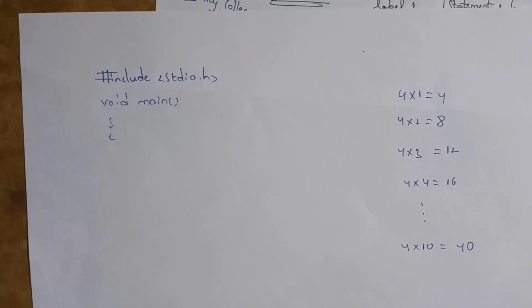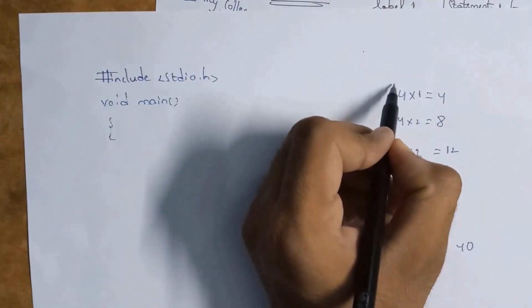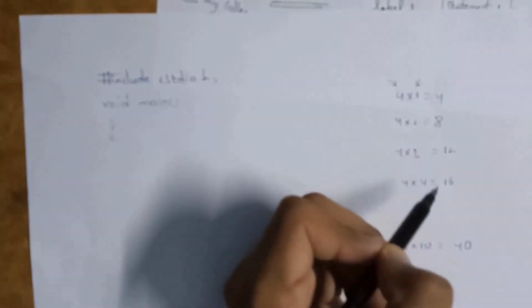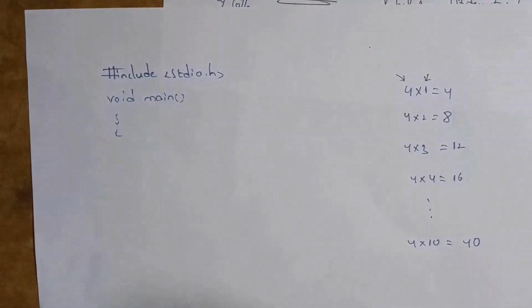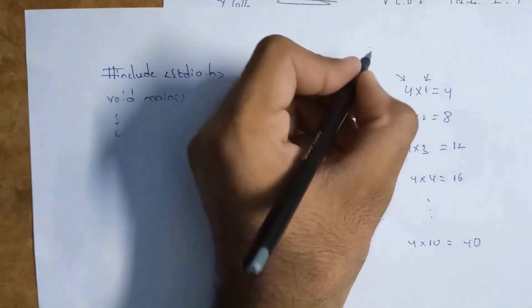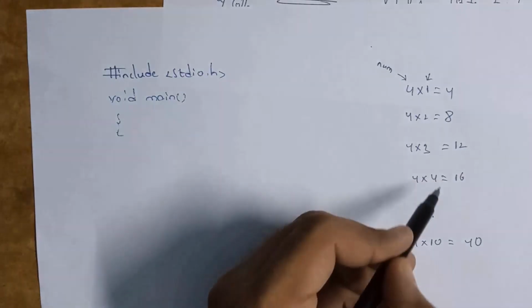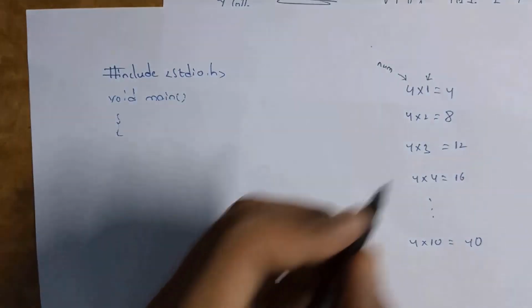Here in total I need to take 2 variables. One is for this number 4 and another one is for number 1, 2, 3, 4 up to 10. For example, I will take the variable name num for this number 4 and I will take another variable for number 1, 2, 3, 4 up to 10.